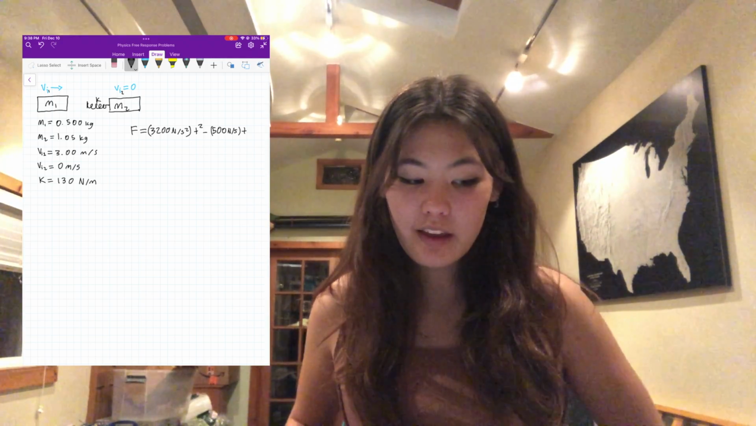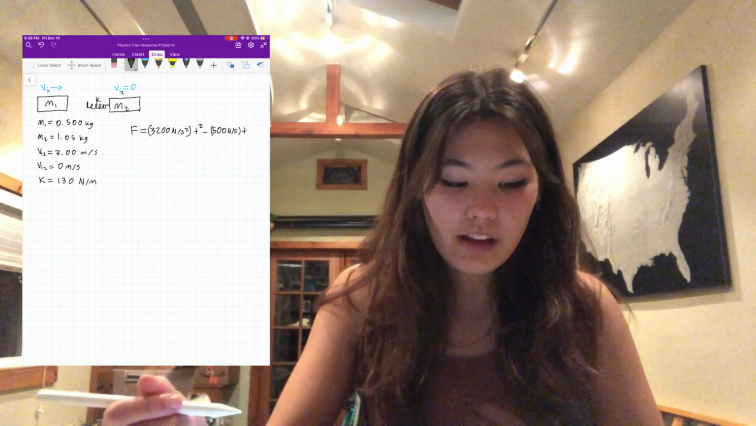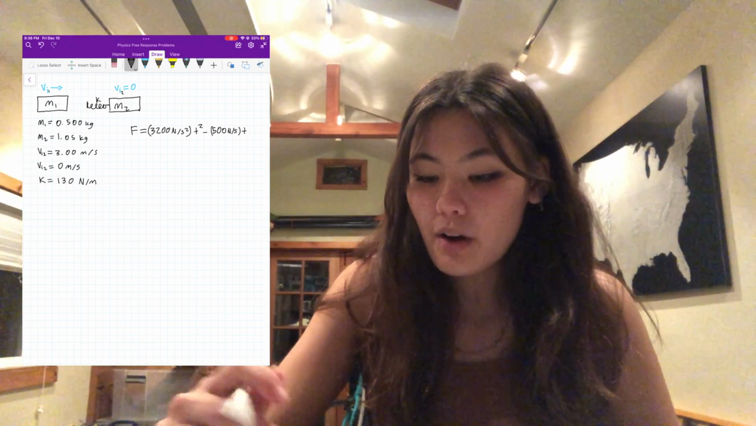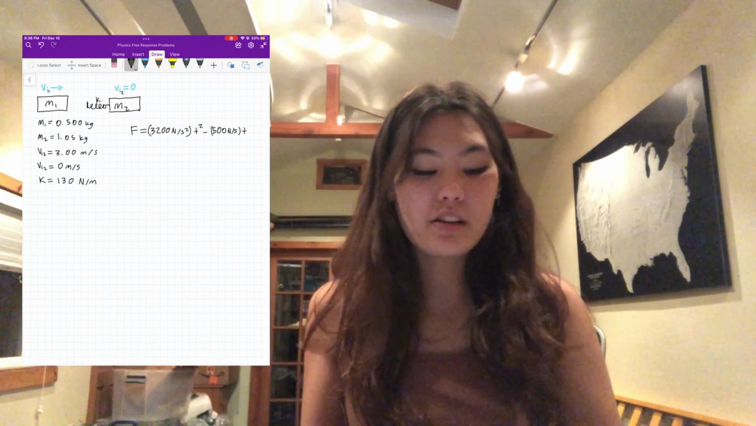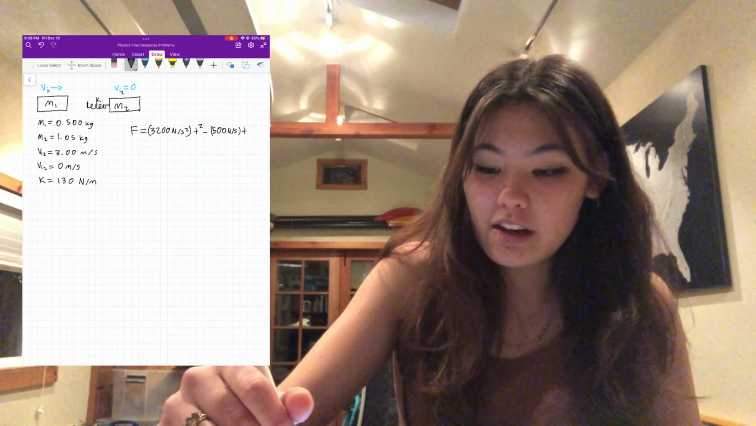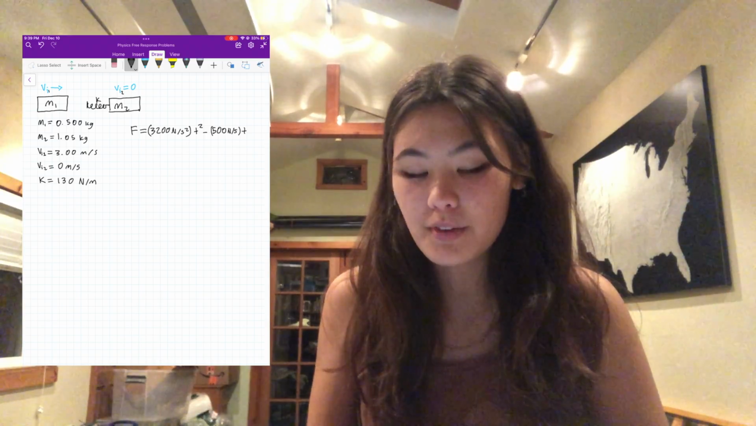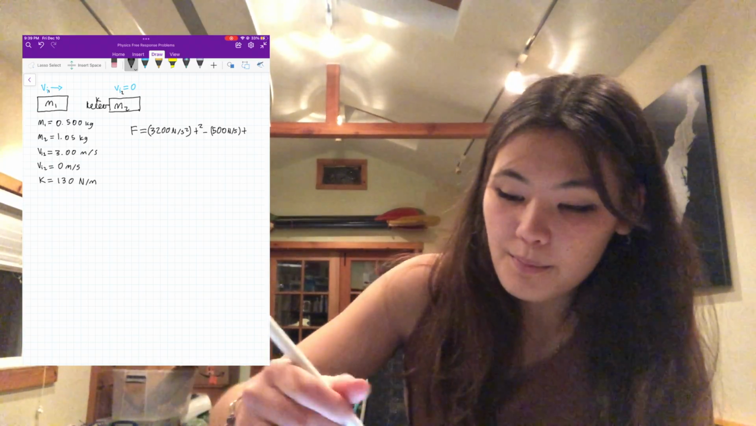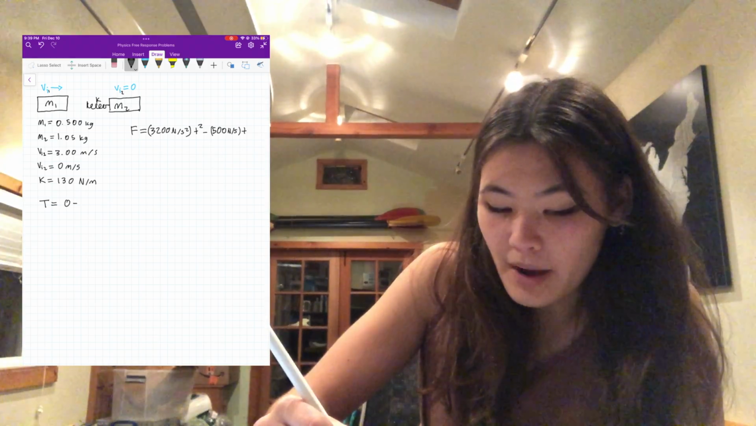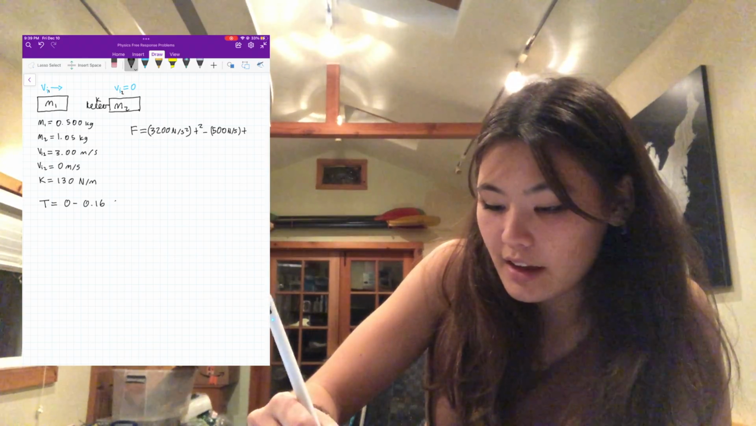And the first question, question 2A, says, using integral calculus, calculate the total impulse delivered to cart 1 during the collision. And I just explained impulse. Impulse is the change in momentum, or the integral of force with respect to time. And so we have the force equation here. From the graph, we can see the time interval that is given, which is from 0 to about 0.16 seconds.